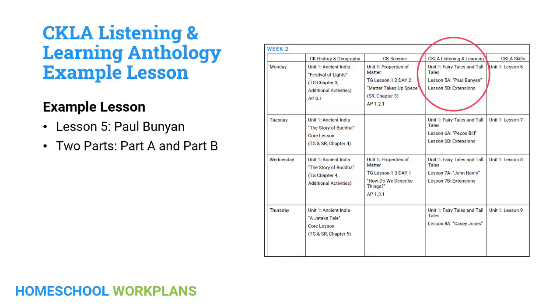All right, so here we are on Monday of week 2, which is lesson 5 on Paul Bunyan. And you'll notice right off the bat that this lesson is divided into 2 parts, part A and part B. And you'll be completing both those parts of this lesson on a single school day. And a quick note, when you get to third grade, sometimes there's a third part listed as well, and then all 3 parts are completed on the same school day. Okay, so let's dive in and look at the introductory information for lesson 5 for this unit for second grade.